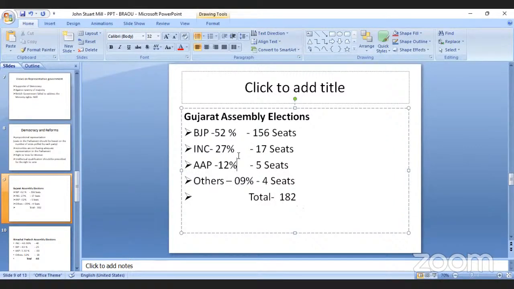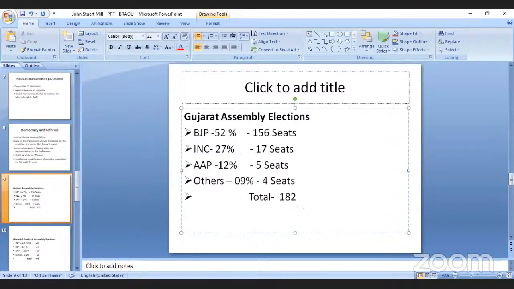So in Gujarat, with 52 percent of the vote, the BJP got 156 seats. The Indian National Congress, with 27 percent of votes, won 17 seats. Aam Aadmi Party got 12 percent and 5 seats, and others got 9 percent and 4 seats. So in total there are 182 seats.